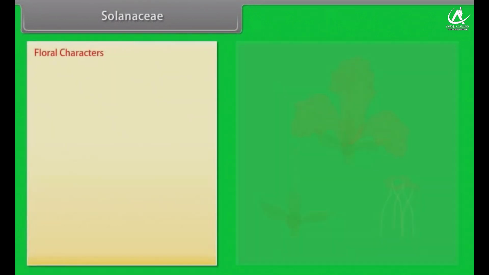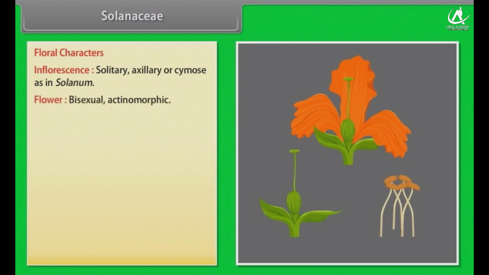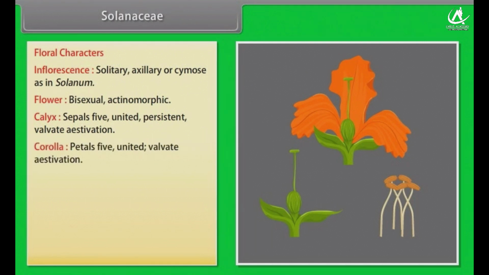Floral characters. Inflorescence solitary, axillary or cymose as in Solanum. Flower bisexual, actinomorphic. Calyx, sepals 5, united, persistent, valvate aestivation. Corolla, petals 5, united, valvate aestivation. Androecium, stamens 5, epipetalous.